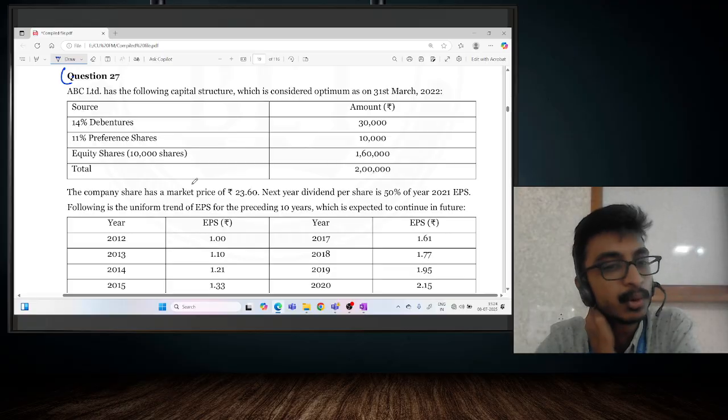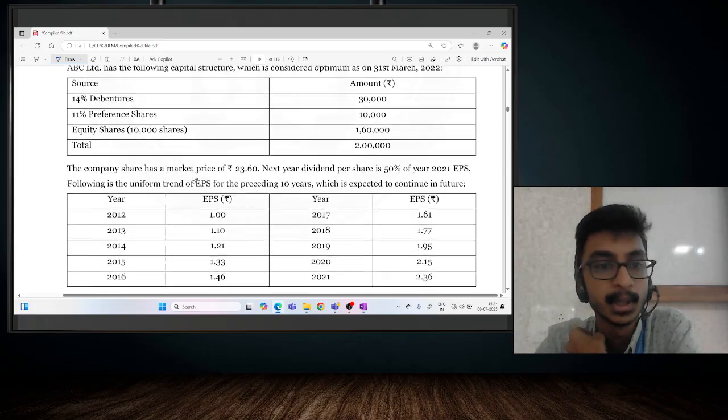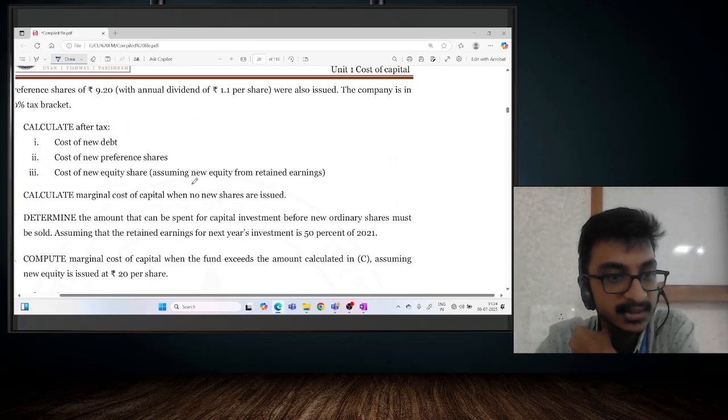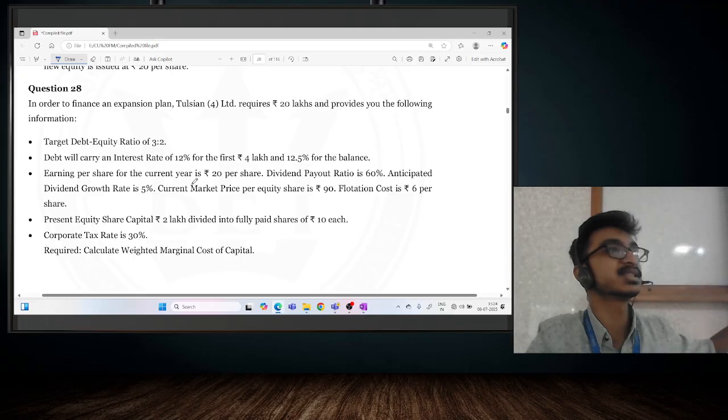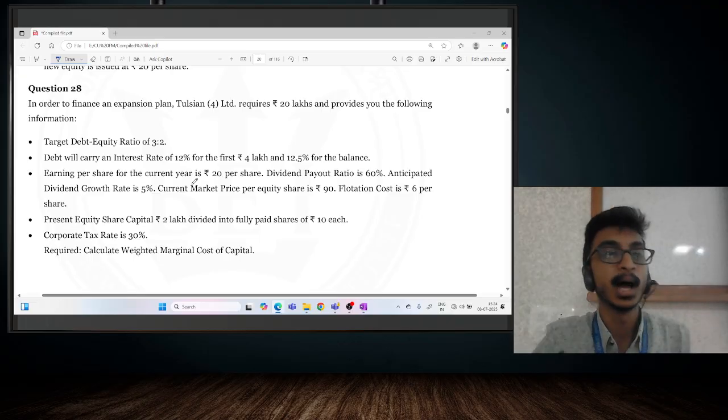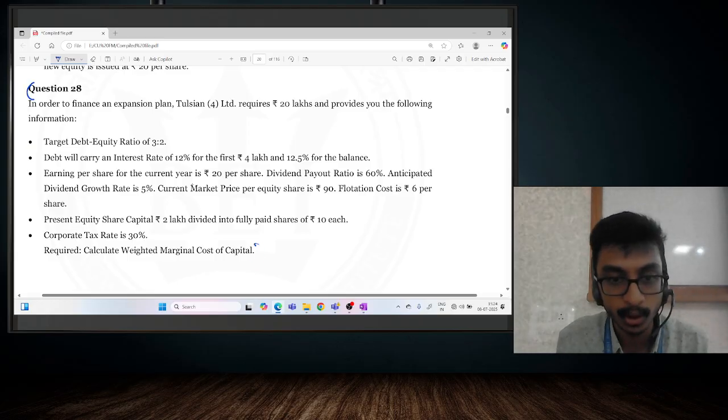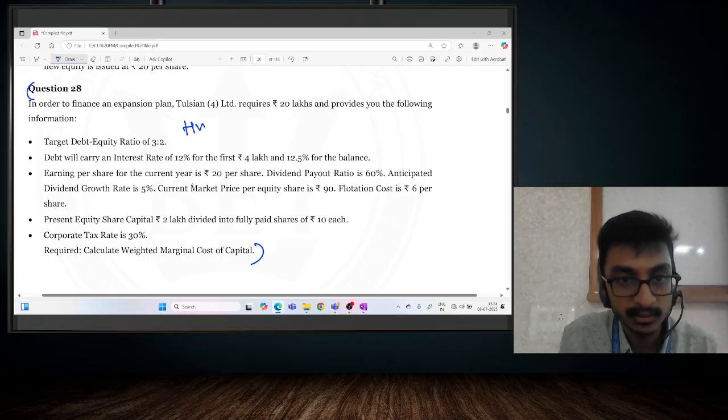In your PYQs, I was not able to find even a single question on marginal cost of capital. So we will solve this question. 27th question I will do it in the class. 28th question is neither a study material question nor a PYQ or MTP RTP question. I have included this question just for your practice. So you can take it as your homework.